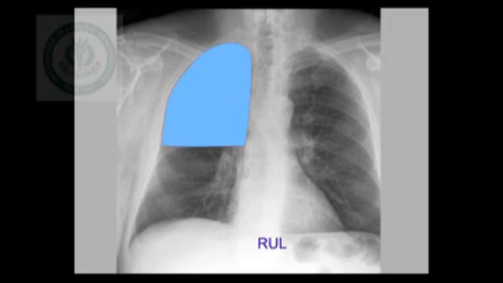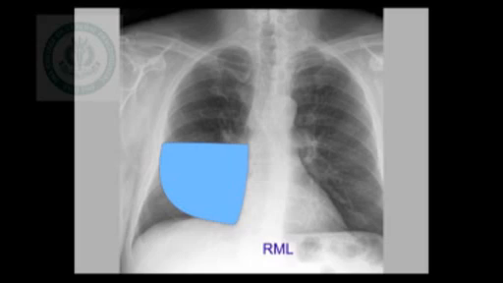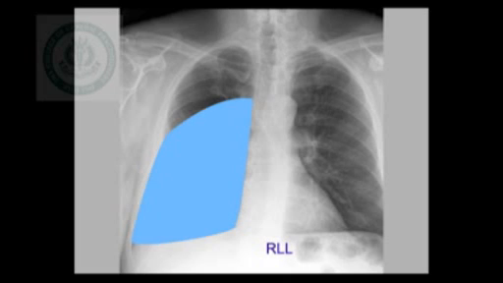Now, this is the location of the right upper lobe. Now, this shows the diagrammatic representation of the right middle lobe, and look at the considerable overlap of the right middle lobe and the right lower lobe.